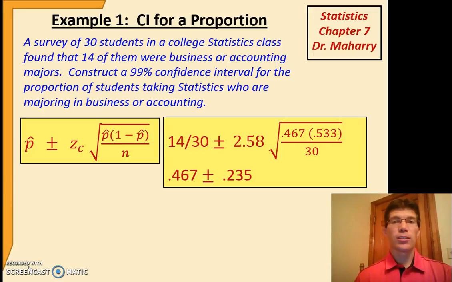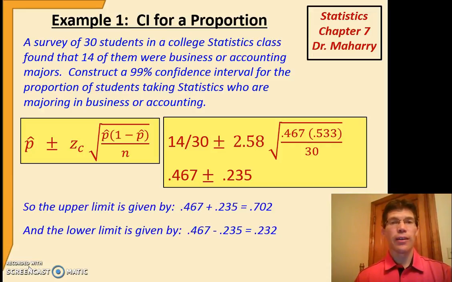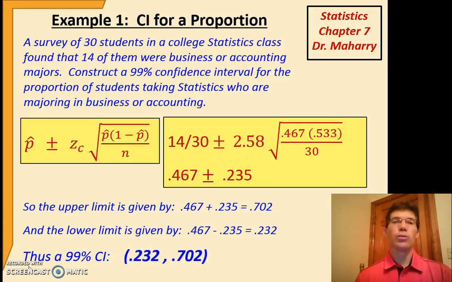So we get 0.467 plus or minus 0.235. So I add 0.235 to get my upper limit, subtract 0.235 to get my lower limit, and so a 99% confidence interval is 0.232 to 0.702.